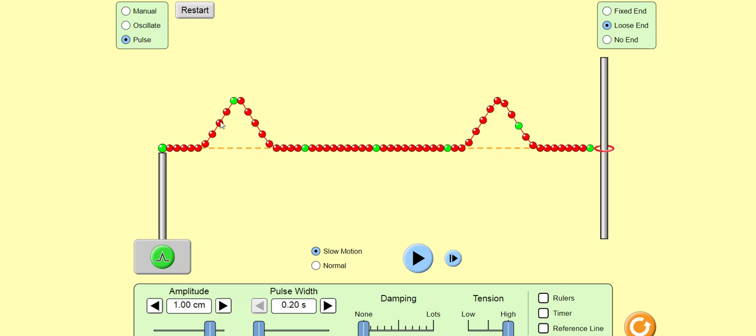Here I've paused two waves or wave pulses that are moving. So this triangular wave here is moving to the right, and this one over here is moving to the left. They have exactly the same shape as each other. So let's see what happens as these waves start moving.